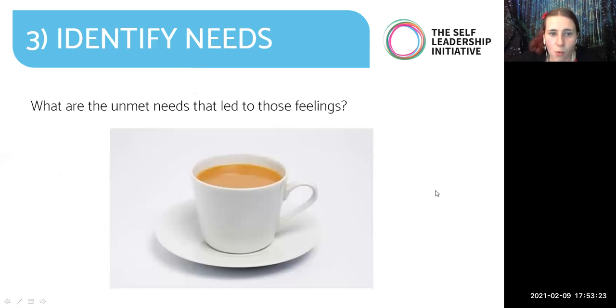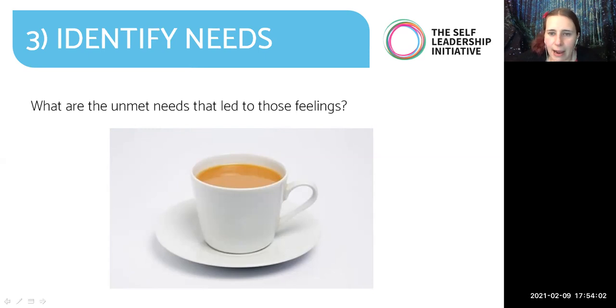Then we have to work out what are the unmet needs that led to those feelings. So my mum and dad would often have arguments about a cup of tea. My dad worked from home and my mum was a housewife, and he would make himself a cup of tea and not offer to make one for her. And it would lead to an amusing but low-level conflict. And really that's because each of them needed something from that situation and they weren't getting it. My dad needed the autonomy of just being able to get on with his day. And my mum needed a show of affection in the form of a cup of tea.